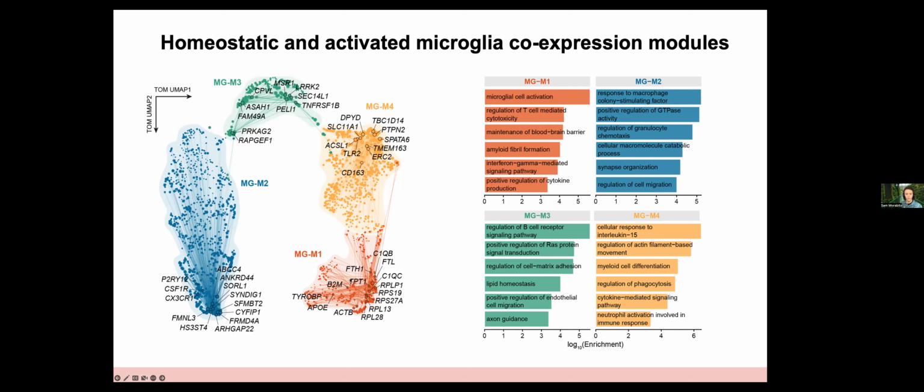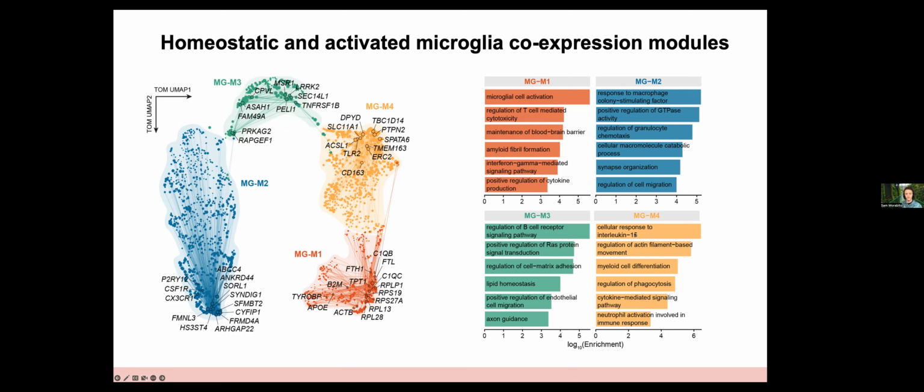And then the M1 module looks like what we would think of as our DAM module as we think about it from that original Cell paper, with some of the genes they highlighted like ApoE, B2M, TyroBP. The top GO terms were microglial cell activation, amyloid fibril formation, regulation of blood-brain barrier.